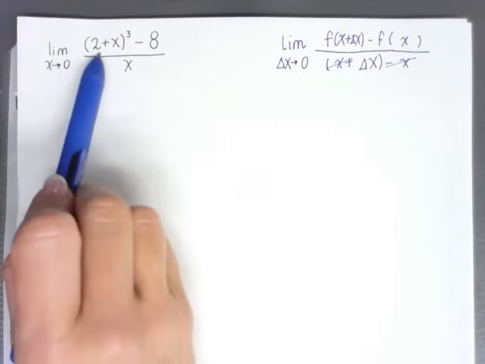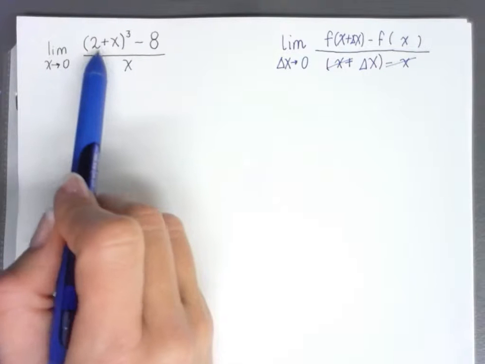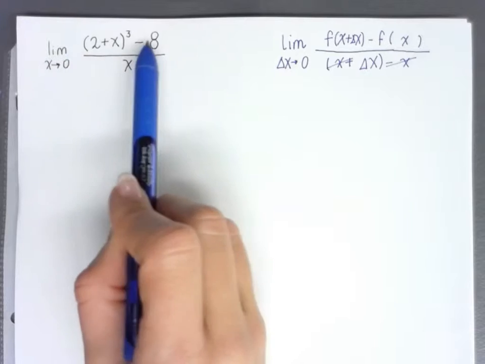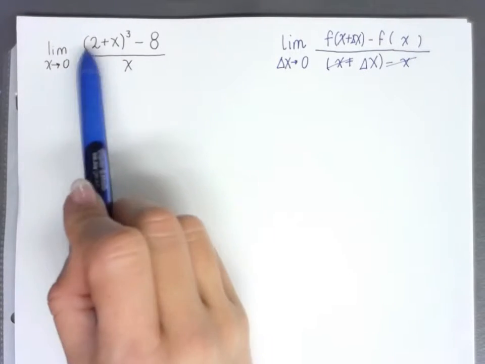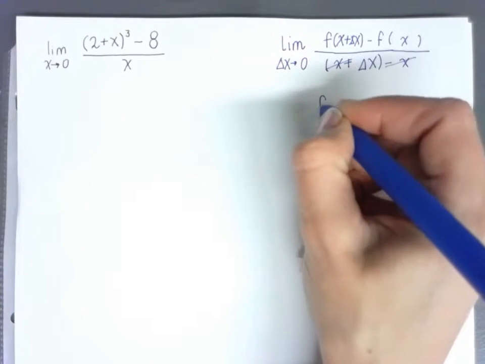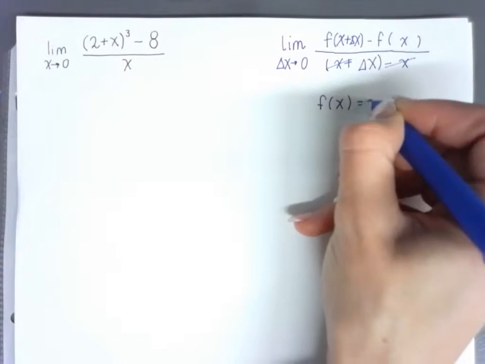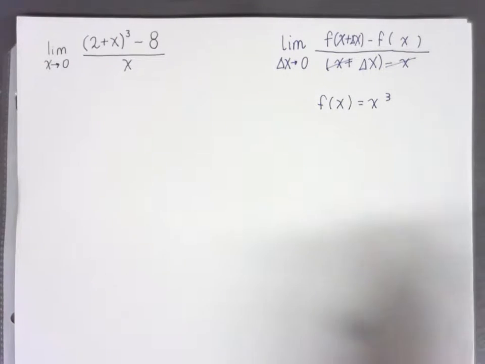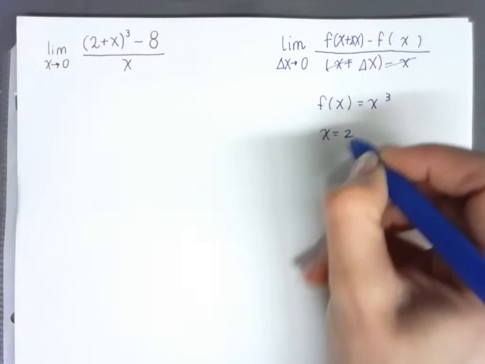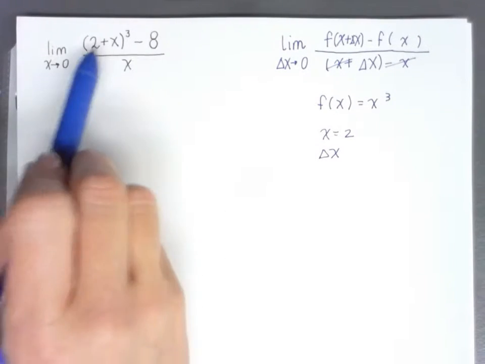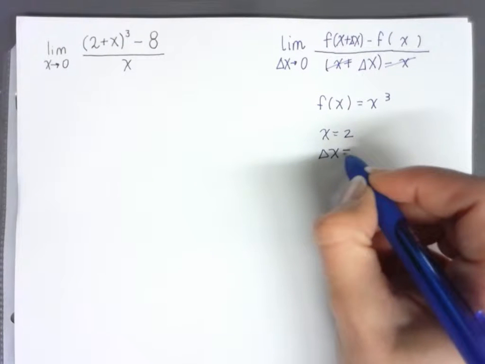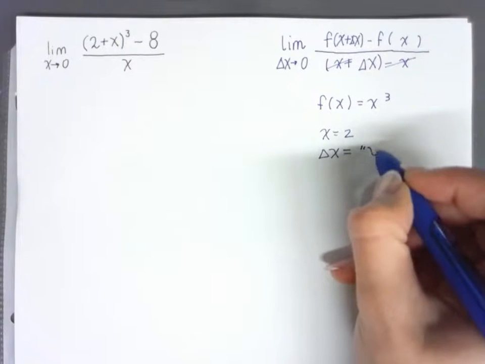Now, if my function ends up being some sort of a cubing function, x to the third power, and my x value is, say, 2, here's a little side example to show you where it all connects. My function is x to the third power. My first x value is going to be when x equals 2. And instead of delta x, they kind of reversed it, and my delta x just becomes x. It's just notation. My delta x is equal to just x in this case.